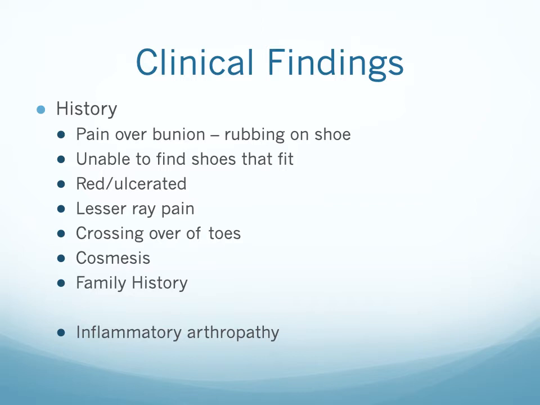When you examine the patient, you need to take a decent history, and usually what patients complain of is pain over their bunion and it's rubbing on their shoe. They find that it becomes more and more difficult to find shoes that fit because of the shape of their foot and the width of their forefoot. If it's been rubbing for a long time, then the area can become red and even ulcerated.